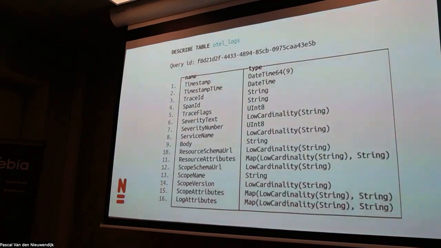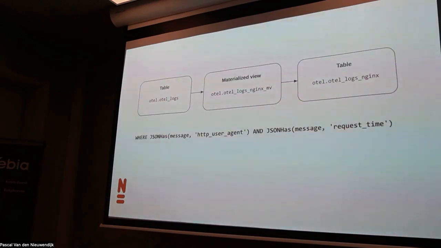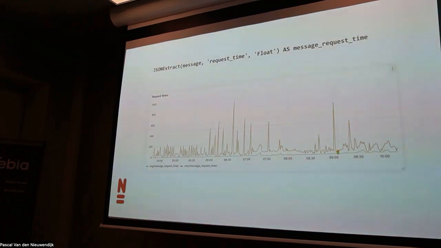So this is a typical table that we use, maybe you recognize this. So we store all the logs in one table, OTel logs, and from there, using materialized views, we create smaller tables grouped by topics. So, for example, NGINX logs are stored in a separate table to make the queries fast, and you don't have to go through the whole table. And then in Grafana, we create dashboards like this. So this is about request times of a couple of NGINX servers.